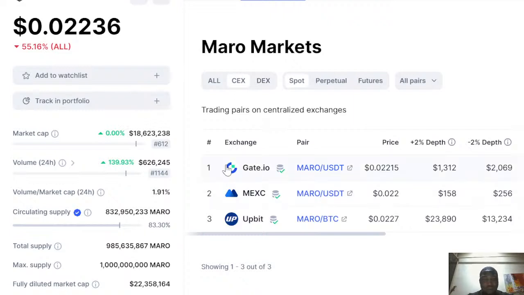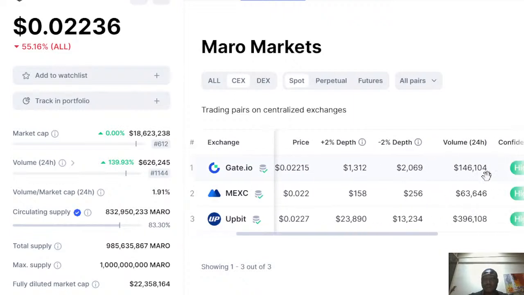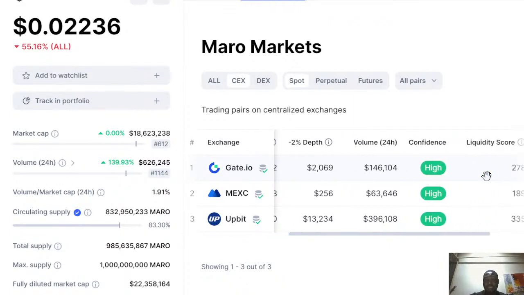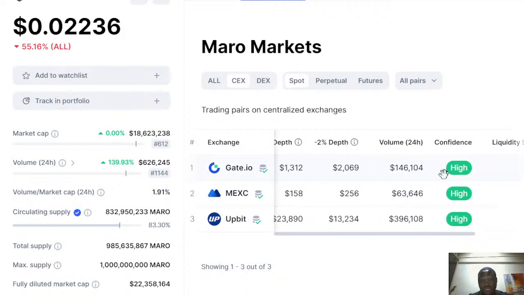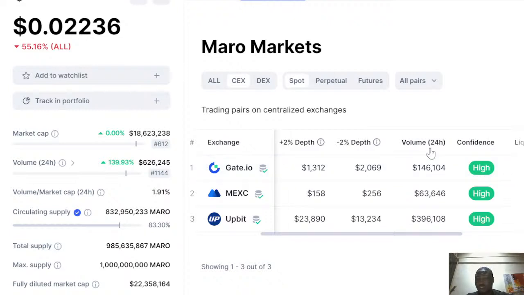Now looking at it here, you can see it's actually trading here on Gate.io. Also, if you're looking for ways to see that the volume is high, you can see the liquidity score here, which was just recently updated. You can see the volume, which is what has actually been traded over 24 hours.